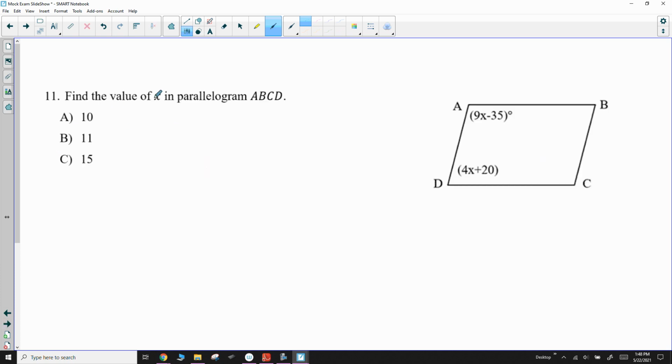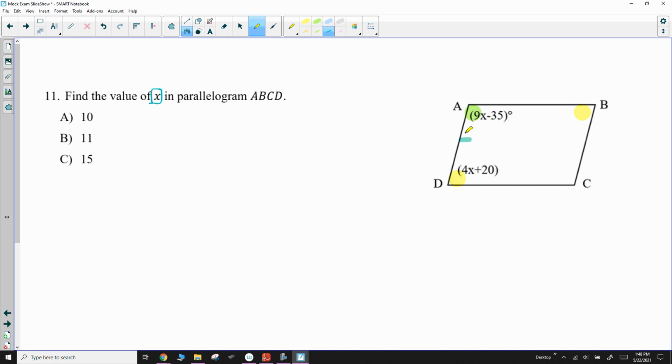Find the value of x. That's all we're looking for in this, the value of x in parallelogram ABCD. Well, in a parallelogram, we know some stuff. We know that opposite angles are congruent. This is an acute angle, that's an acute angle, this one appears to be obtuse. And we know that consecutive angles are supplementary.